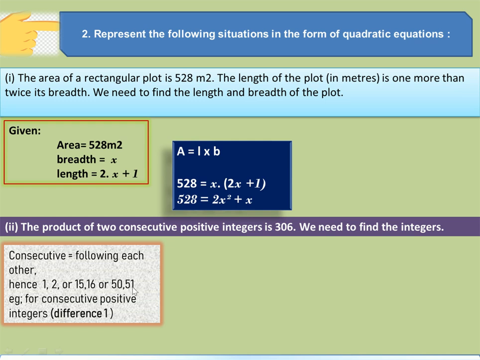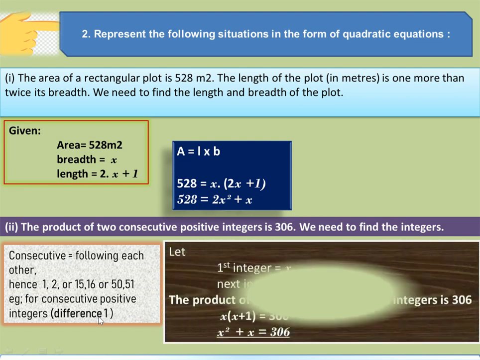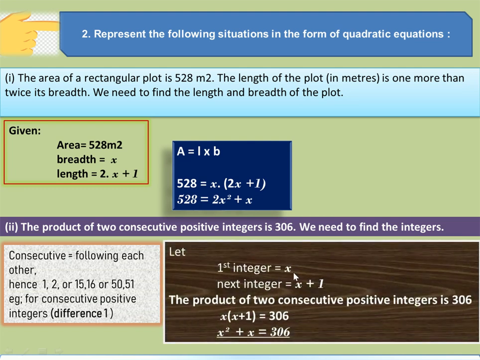Here what condition is given? Consecutive positive integers, continuous positive integers. Okay, so you know the difference should be equal to 1 and they should be positive only. Now let the first integer be x, and the next integer is x plus 1 because the difference is 1. Okay, what is given in the statement?